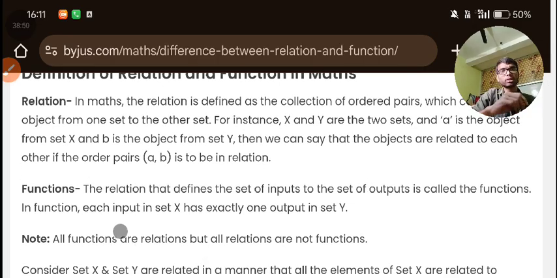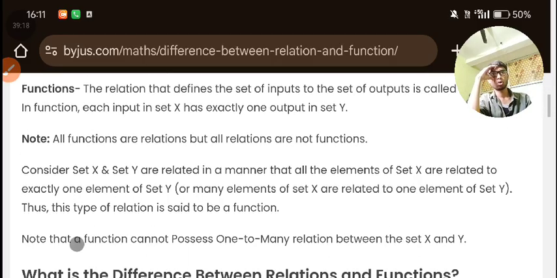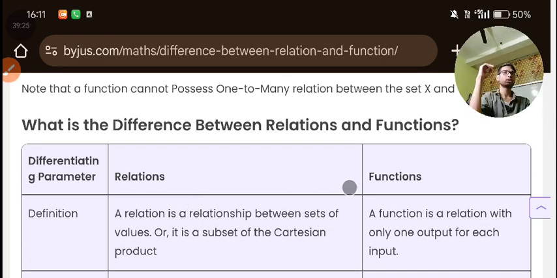A function is a relation that defines the set of inputs to the set of outputs. In a function, domain and range together make the function. In a function, each input in set X has exactly one output in set Y. Not all relations are functions, but all functions are relations.